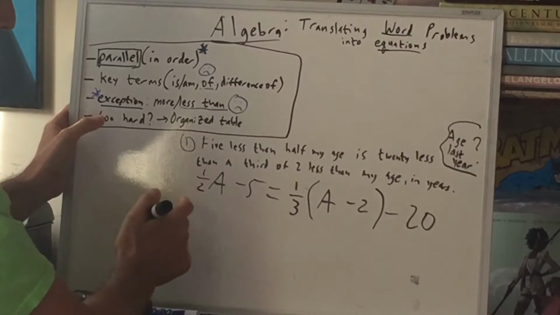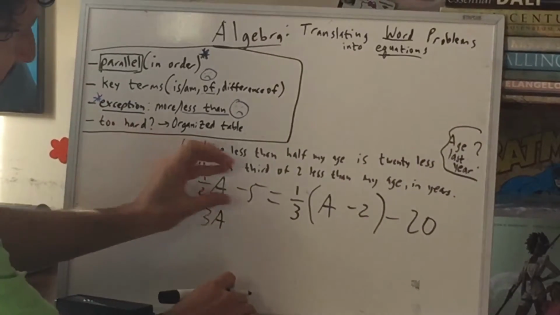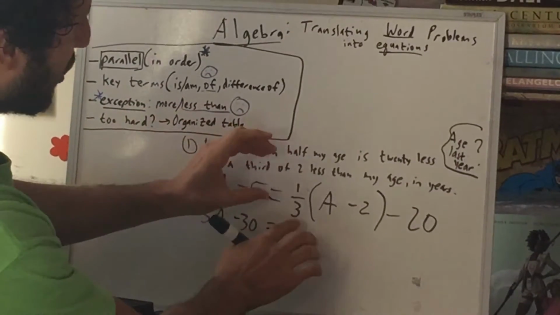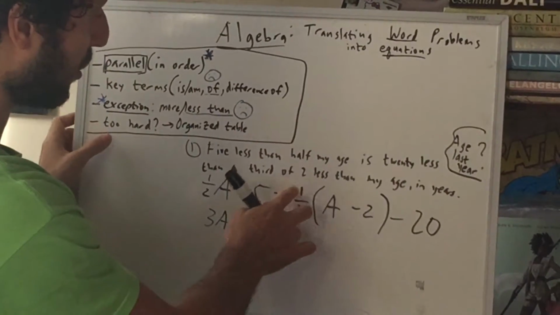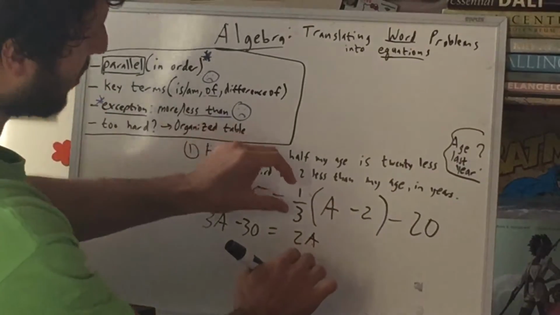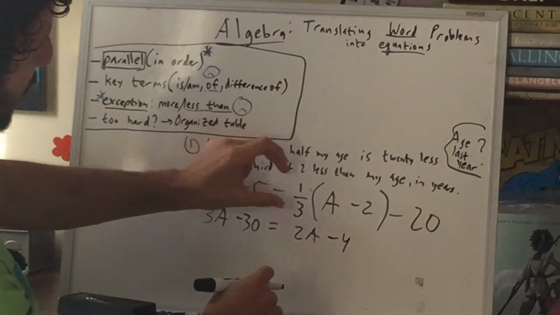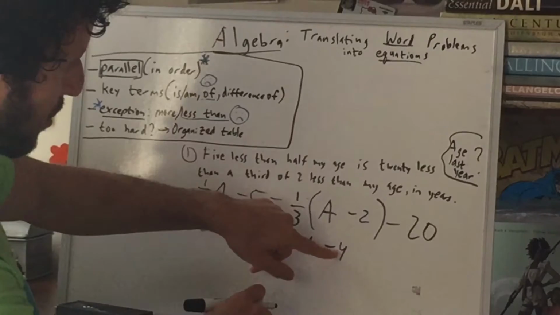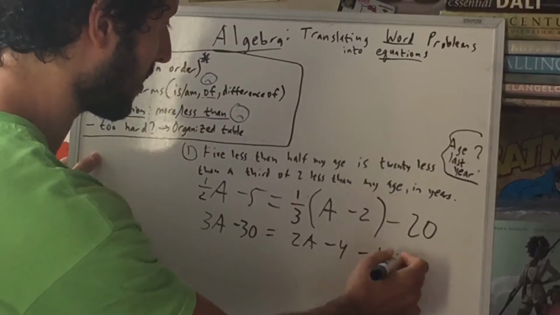So 6 times 1/2 is 3, so this is going to turn into 3A. But the 6 is spreading to everything, so that's going to be minus 30. Then on this side, the 6 over 3 is going to be 2, so that 2 is going to double the A, so that's 2A. We're doing a few steps in one here. 2A, and then times -2 is -4. So the 6 over 3 turned into a 2, 2 times A is 2A, 2 times -2 is -4. And then that 6 is also spreading here, so that's a minus 120.